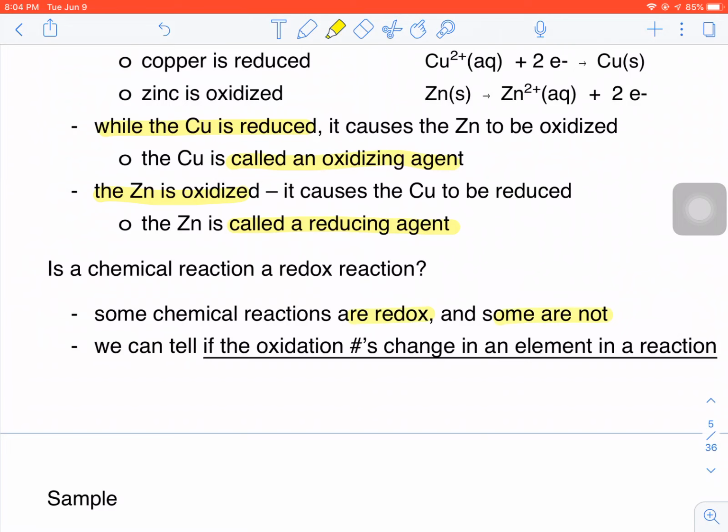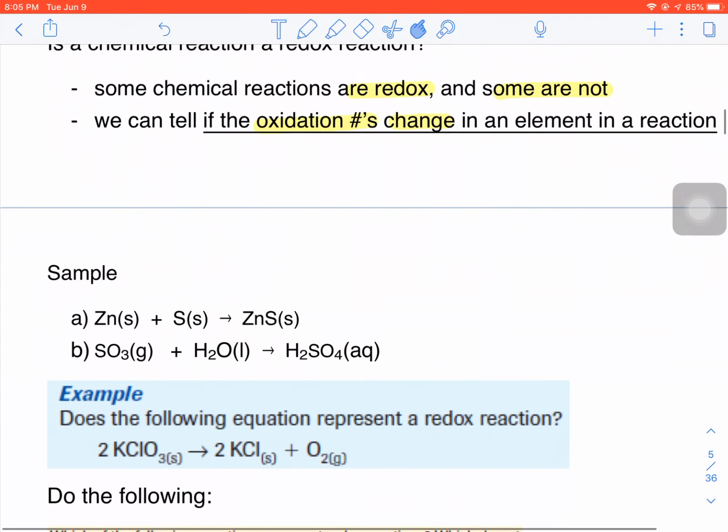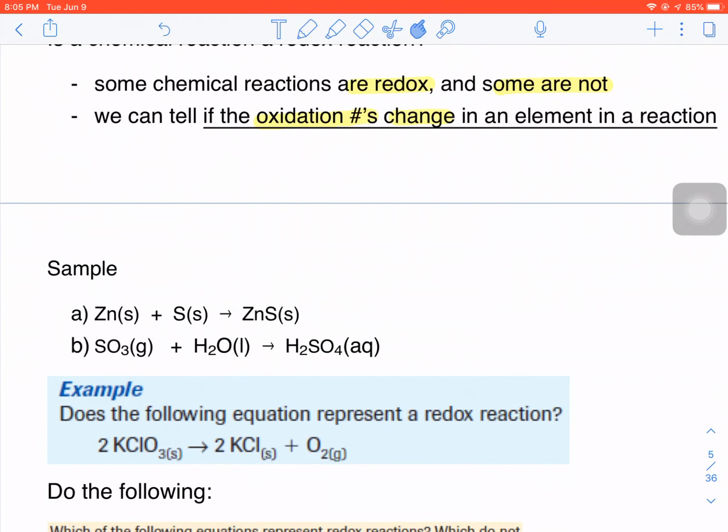So how do I do that? Well, I'm going to look at the oxidation numbers in the reaction, and if the oxidation numbers change from one side to the other, then I know that it is a redox reaction. If oxidation numbers change, that means something has been oxidized and something has been reduced. Okay, so let's look at an example here, and then I'm going to basically leave it for the night.